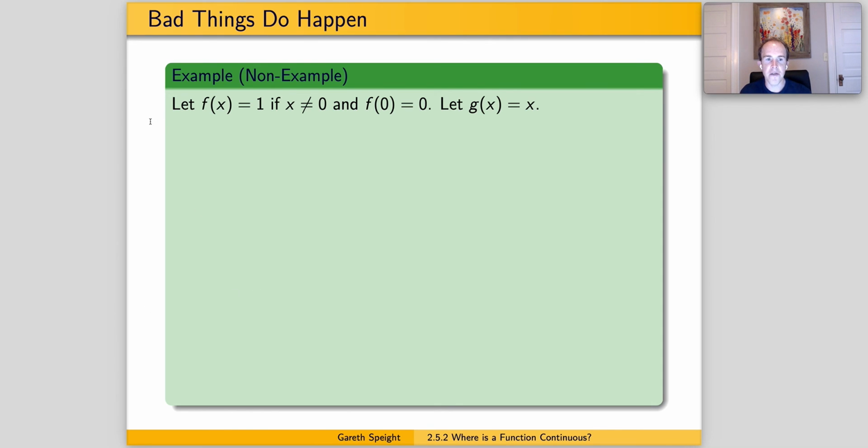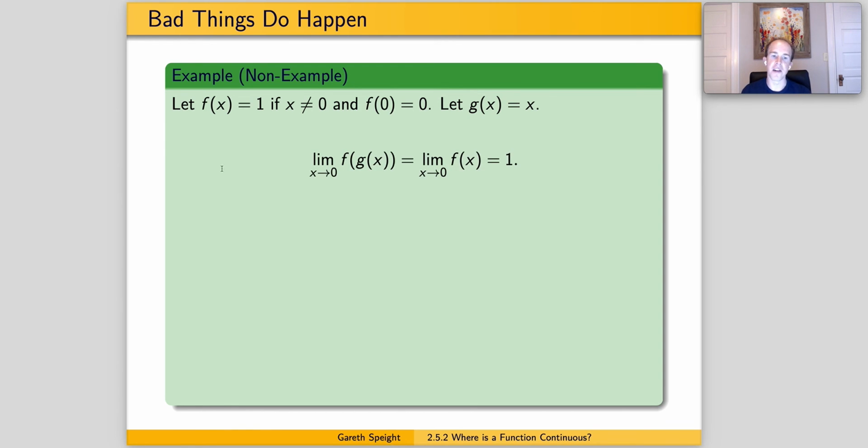So let's suppose that f of x is equal to 1 if x is non-zero, and f of 0 equals 0. So that's going to be our outside function. It's a little bit complicated definition, but we can understand it, right? f of 0 is 0, and f is 1 everywhere else. And g of x is just going to be the identity. So nothing complicated, very simple function.